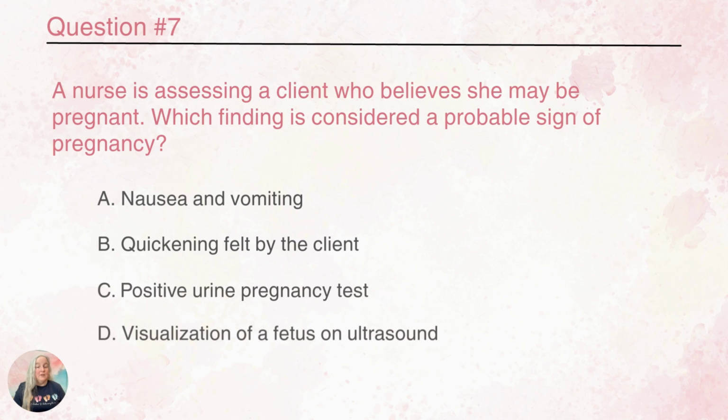B, quickening felt by the client. It's felt by the client. It's subjective information. C, positive urine pregnancy test. This is something the nurse can assess. This is objective information. It's probable. And then D, visualization of the fetus on ultrasound. That's coming from the baby, so that's a positive sign. So the best answer for this is C, positive urine pregnancy test.